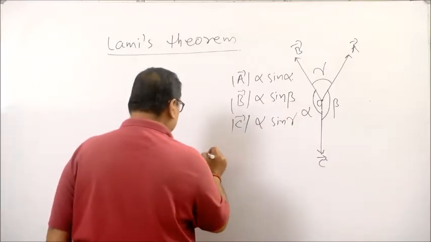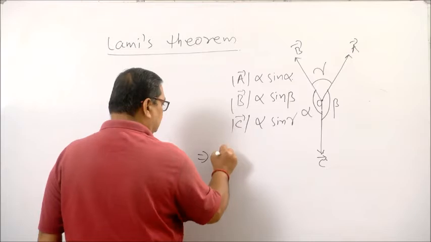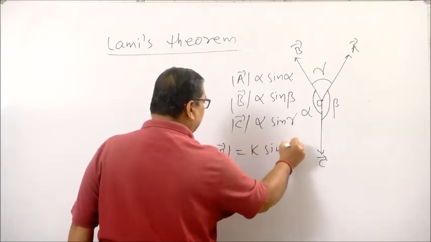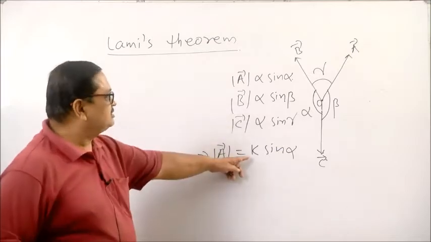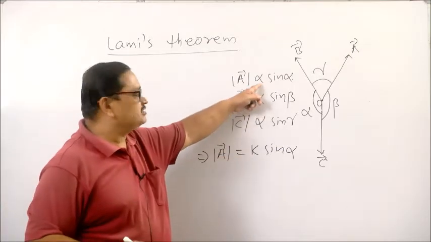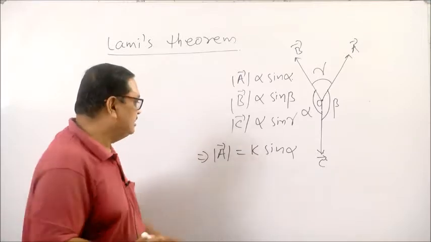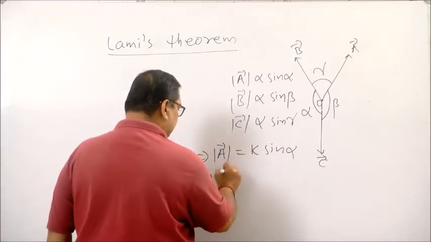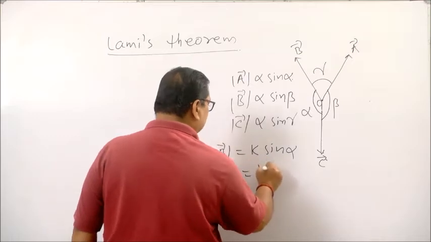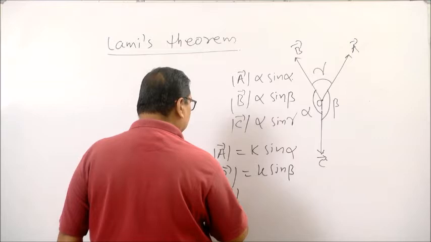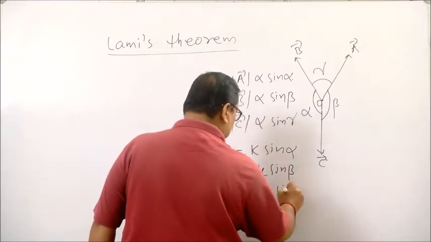So here modulus A equals k sin alpha, where k is the proportionality constant. If you remove the proportionality symbol, then you have to multiply by a constant, that is k, known as the proportionality constant. Implied, modulus B equals k sin beta, modulus C equals k sin gamma.